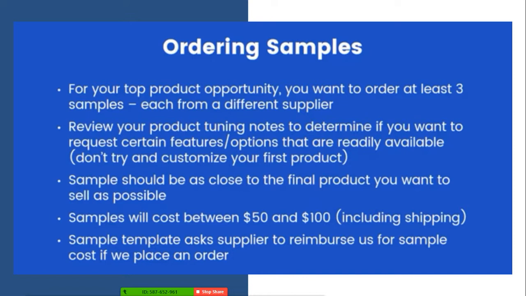But for your top 3 opportunities, you're going to order at least 3. But for the way I taught you, for starters, because you're going to start with only one opportunity, you will want to order three samples from 3 different suppliers. Okay, you get what I'm saying, for that specific product. Remember the top 3 opportunities, then we narrow down to one single opportunity which you want to sell.